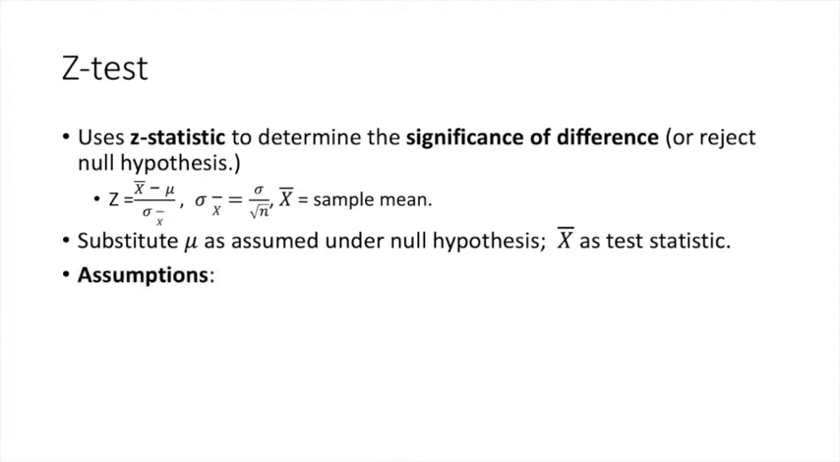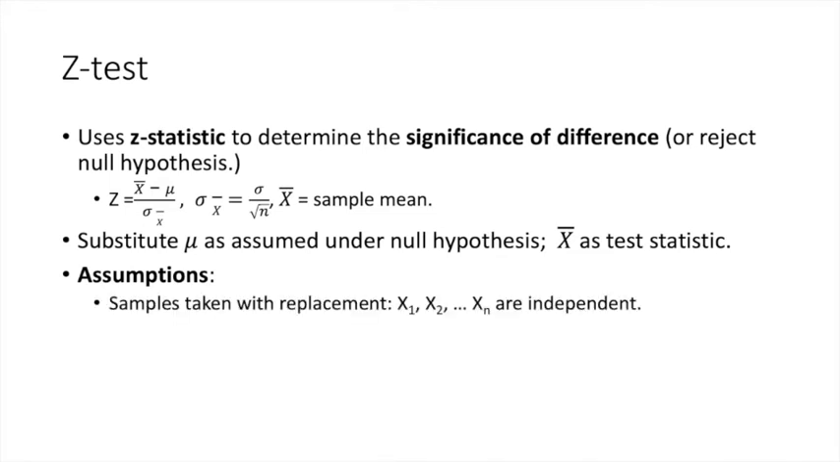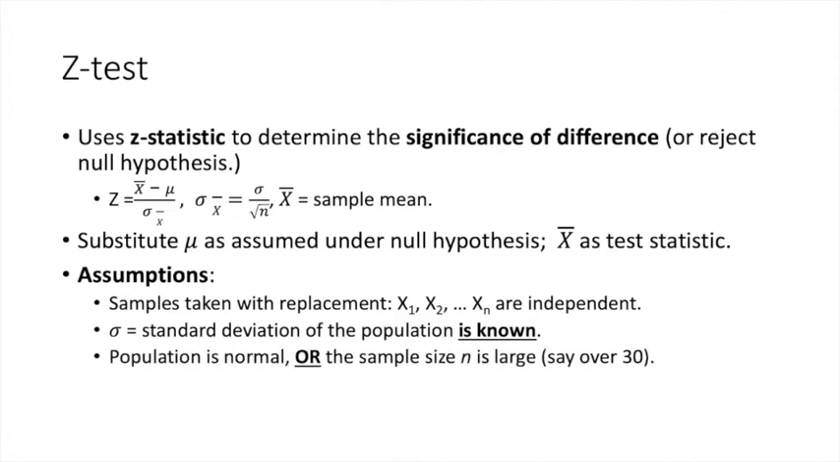Assumptions for the z-test are the same as that for the central limit theorem. That is, the values in the sample are independently selected with replacement. The standard deviation of the true population is known, and the population is either normally distributed or the sample size n is large. Typically, this means 30 or more.